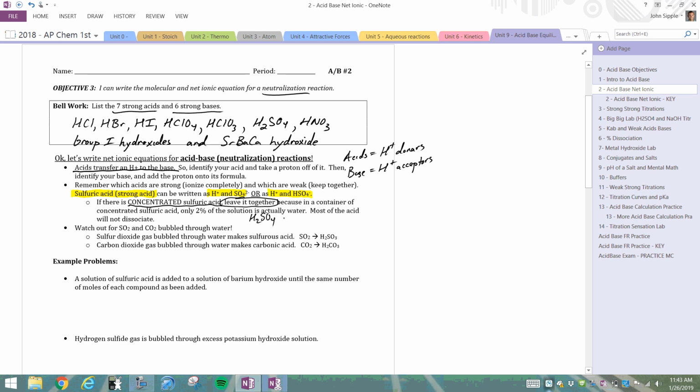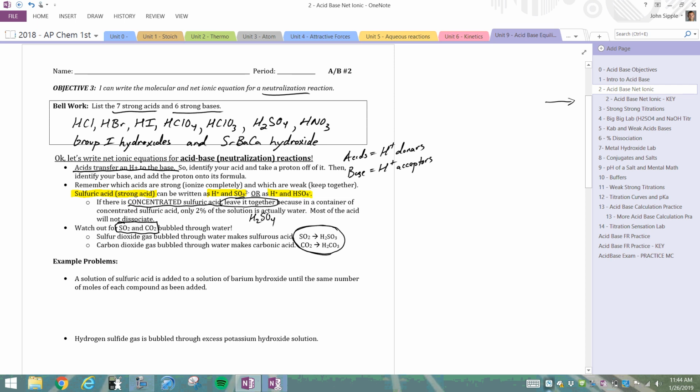One other thing to keep an eye out for is SO2 and CO2, those gases being bubbled through water. What that is making is sulfurous acid and carbonic acid. Those are weak acids, so we would write those together. I'll do a few examples, and then the rest are there for practice. On the right-hand side, the acid-base net ionic key is on the next page, so you can check that your net ionic equation is written correctly.